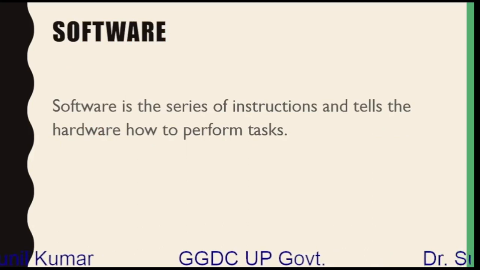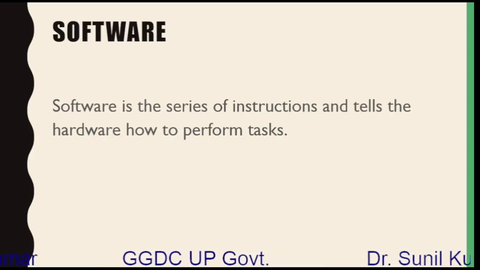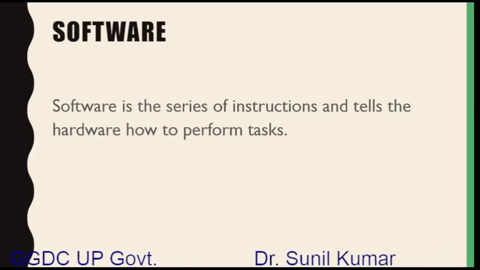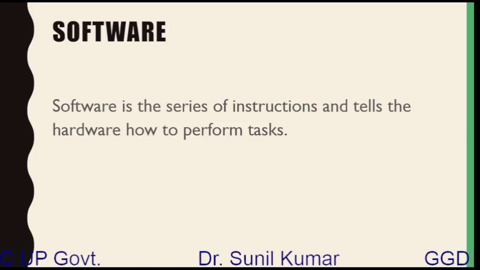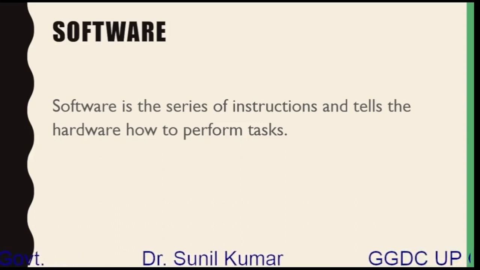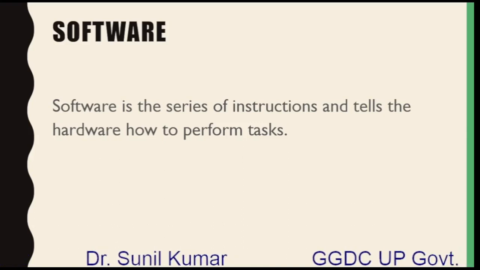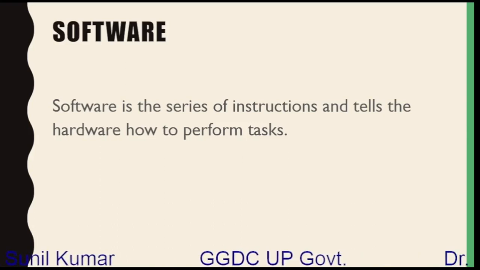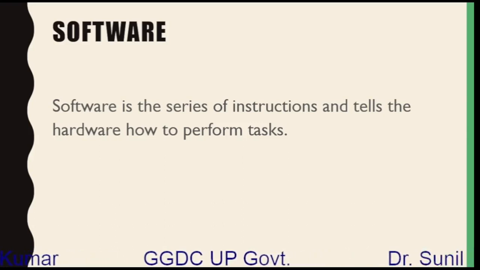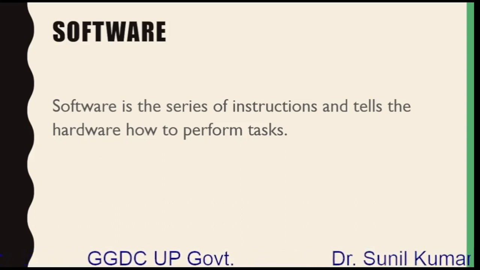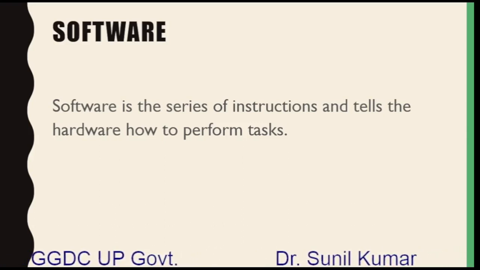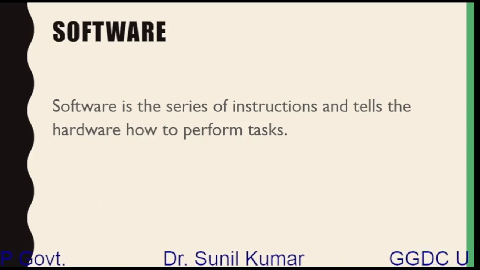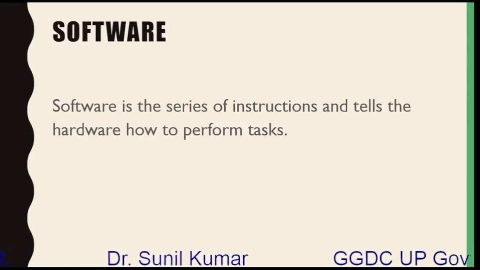Software refers to the set of programs, applications, and instructions that tell a computer what to do. It consists of all the non-tangible components of a computer system, including operating systems, applications, utilities, and programming languages. Software is the series of instructions that tells the hardware how to perform tasks.